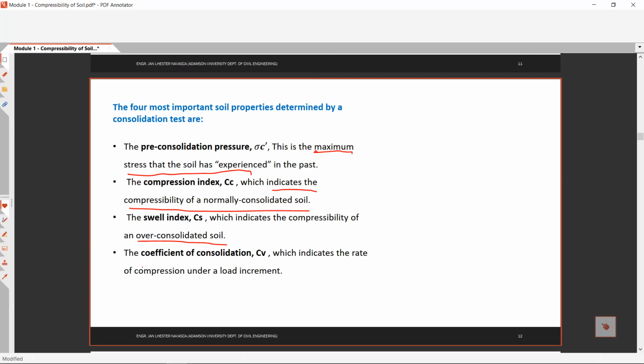Then next is the coefficient of consolidation, C sub V or CV. So this indicates the rate of compression under a load increment. So this will tell you kung at ilang time ba magkakaroon ng 60% consolidation or 100% consolidation. So that is the coefficient of consolidation. Okay?